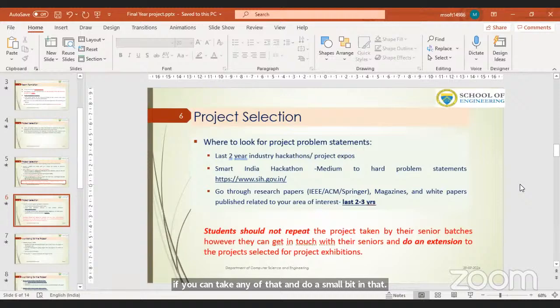And as sir told, you should not repeat the projects that were taken by your senior batches. I'll share the list of those also.